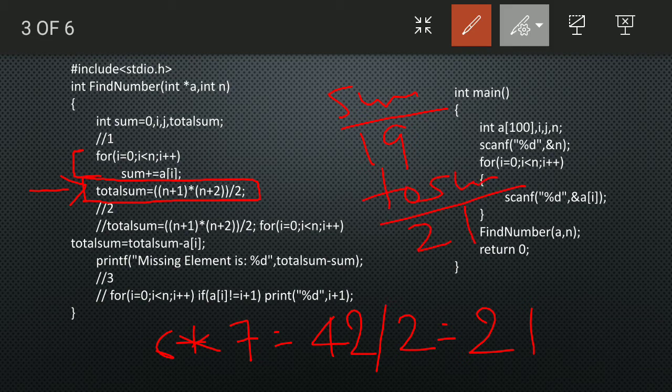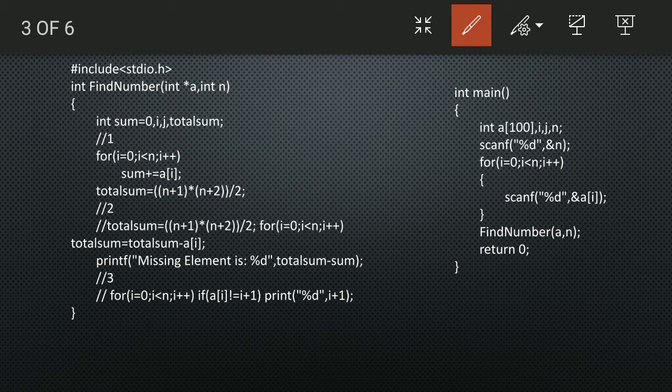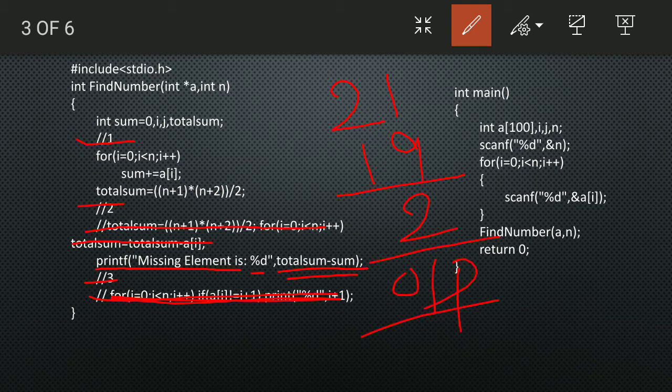These all are the comment sections, so don't go for the comment sections. It's a very small program. Then we need to print the missing element, that is percentage d, total sum minus sum. So our total sum is 21 and our sum is 19. So 21 minus 19, which is 2, is our output, which is the missing element in our case.